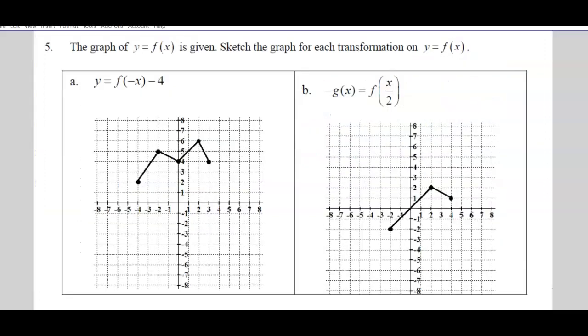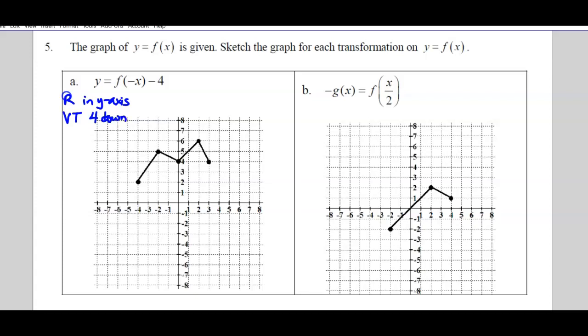Okay, I'm going to go back and finish these graphs in question 5 that I didn't do to start. So I'll go back to 5A. Looking at this, again, I just write out briefly. So this will be a reflection in the y-axis because we're changing the sign of x, and a vertical translation 4 down.